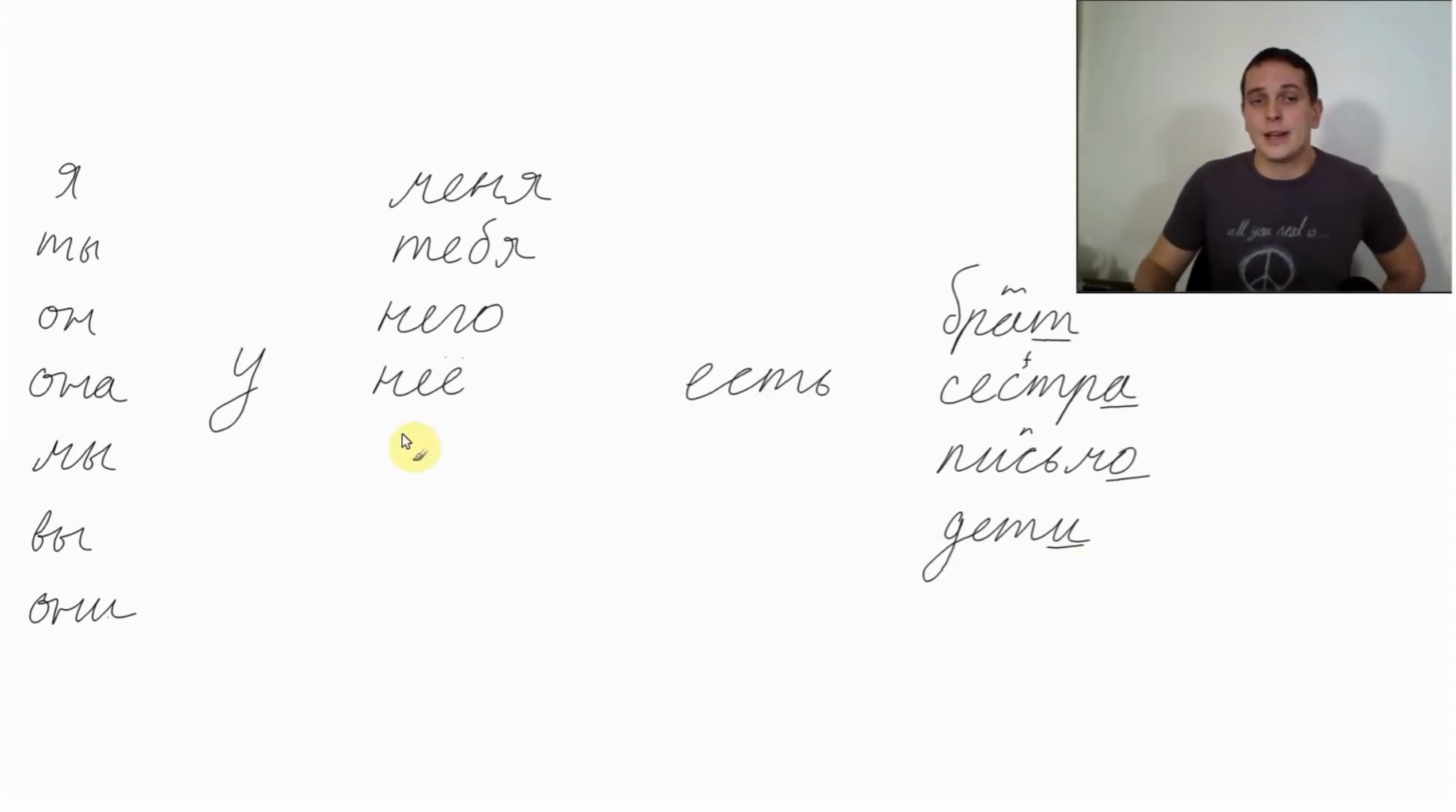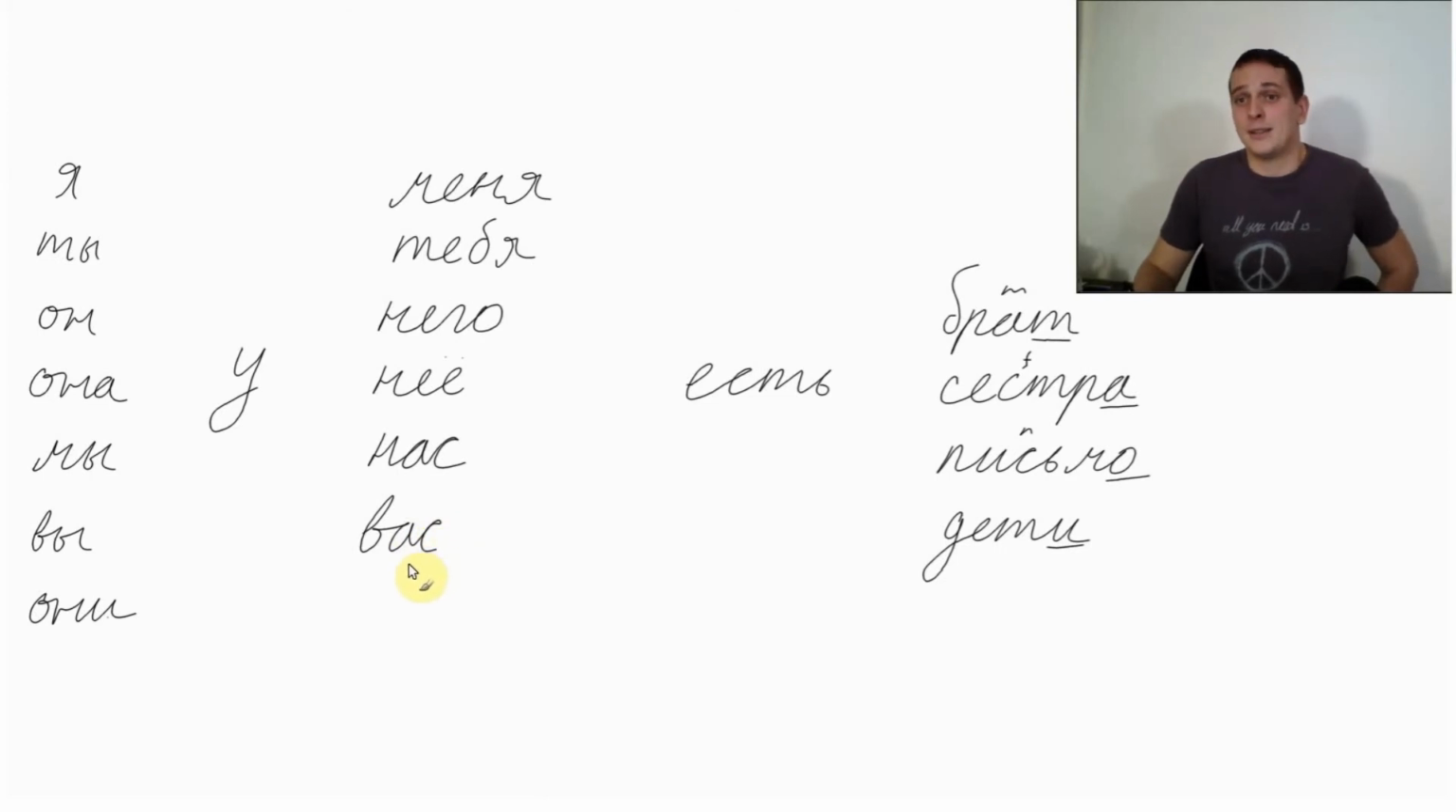Мы. У нас. Нас. У нас есть брат. У нас есть сестра. At ours there is brother. At ours there is sister. У нас есть. At ours there is. Вы. У вас. У вас есть брат. You got a brother. At yours there is brother in the polite or in the plural form. And for the last one, они, у них. У них есть дети. They got children. У них есть письмо. They got a letter.